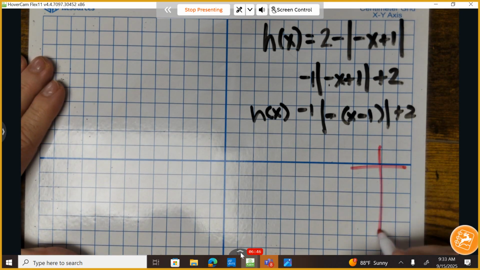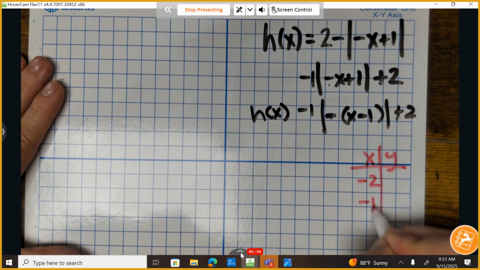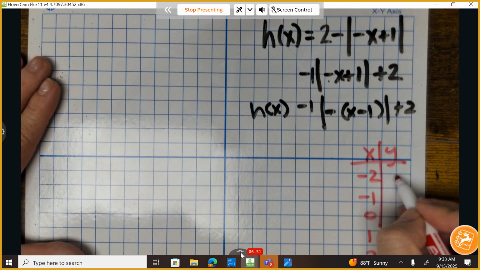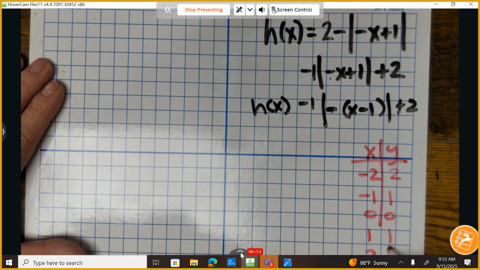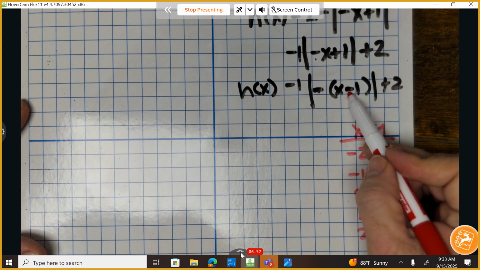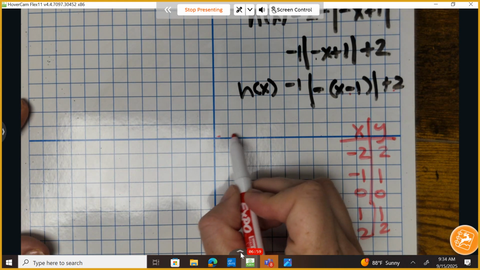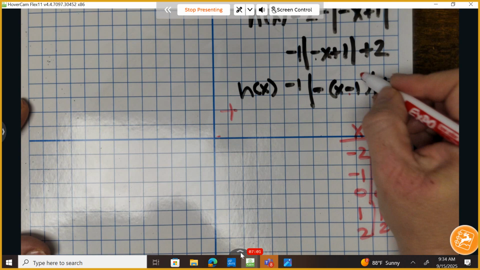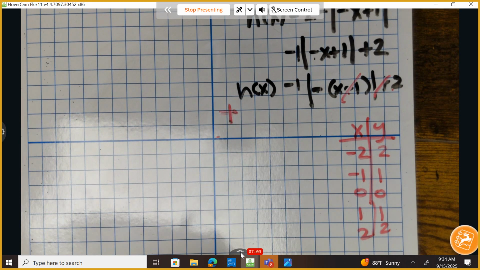So absolute value is going to be negative 2, negative 1, 0, 1, and 2, and then it's going to be 2, 1, 0, 1, and 2. All right, so I've got all my numbers here. I'm going to move this to the right 1 and up 2. Right 1, up 2. There we are. That's looking great. What am I going to do next?